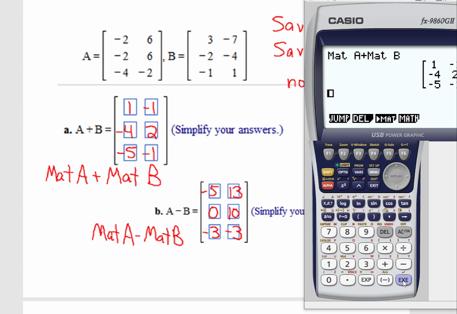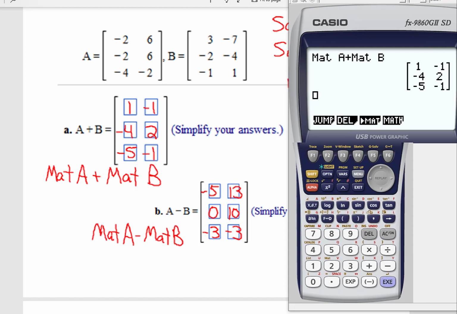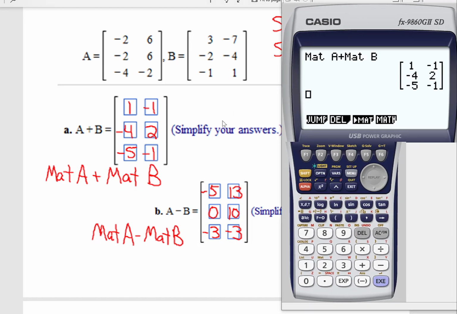So definitely a lot quicker than me saying, okay, -2 plus 3, 6 plus -7, -2. Oops, my calculator is a little bit out of range. Okay, there we go. So it actually gives it to me. Also, it makes it a lot easier when I now have to subtract. So instead of then going back and going element by element, doing the subtraction, I can just do matrix A minus matrix B.